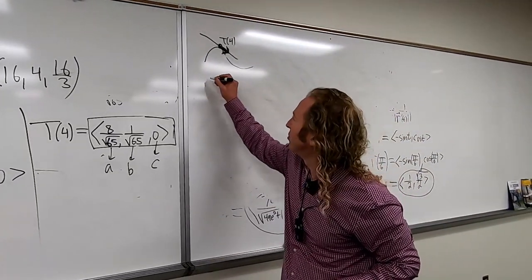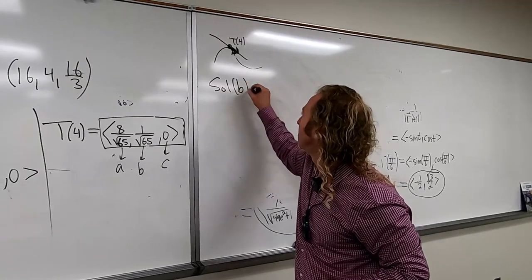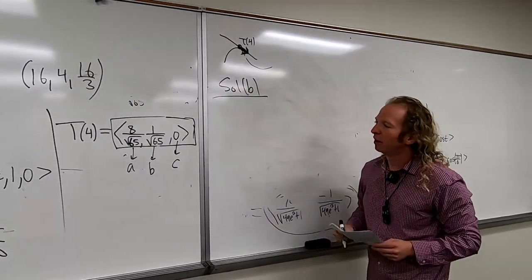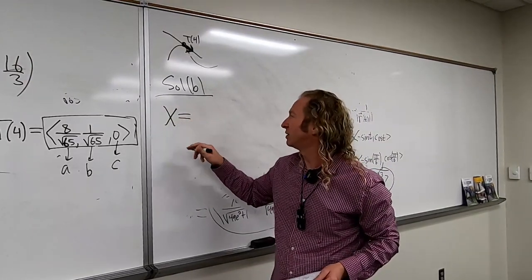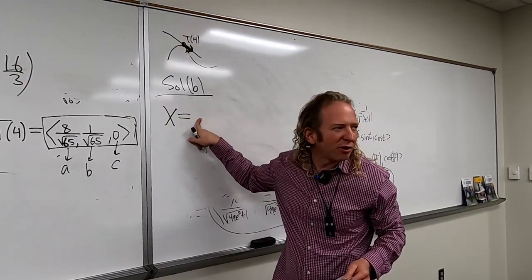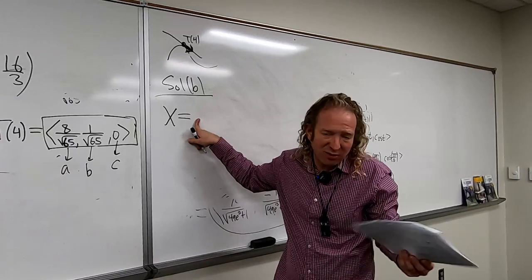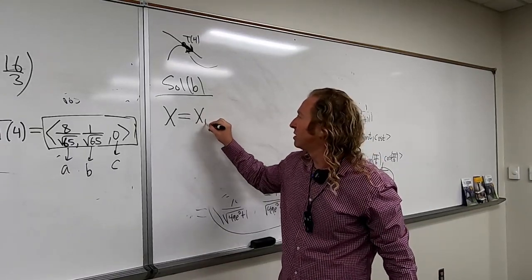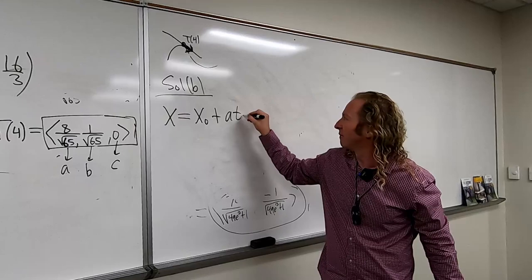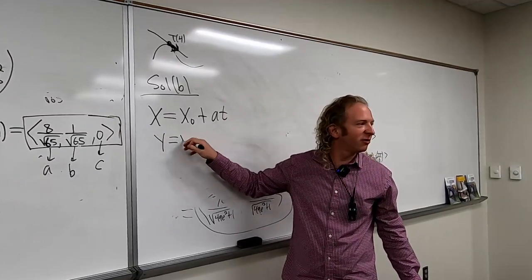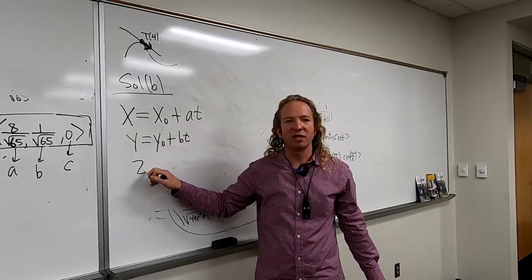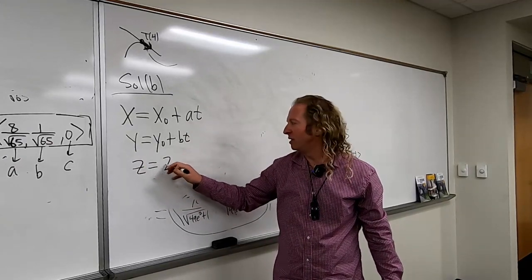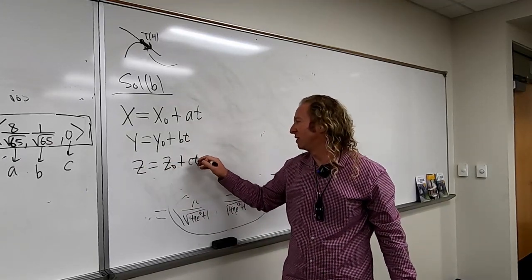So, solution to B. I'll write the formula down in case you forgot. So it's x equals... I forgot if I used x1 or x0. Let me look at my notes. I used x0 before. So x equals x0 plus at, y equals y0 plus bt, and z equals z0 plus ct. Remember this from the first test.